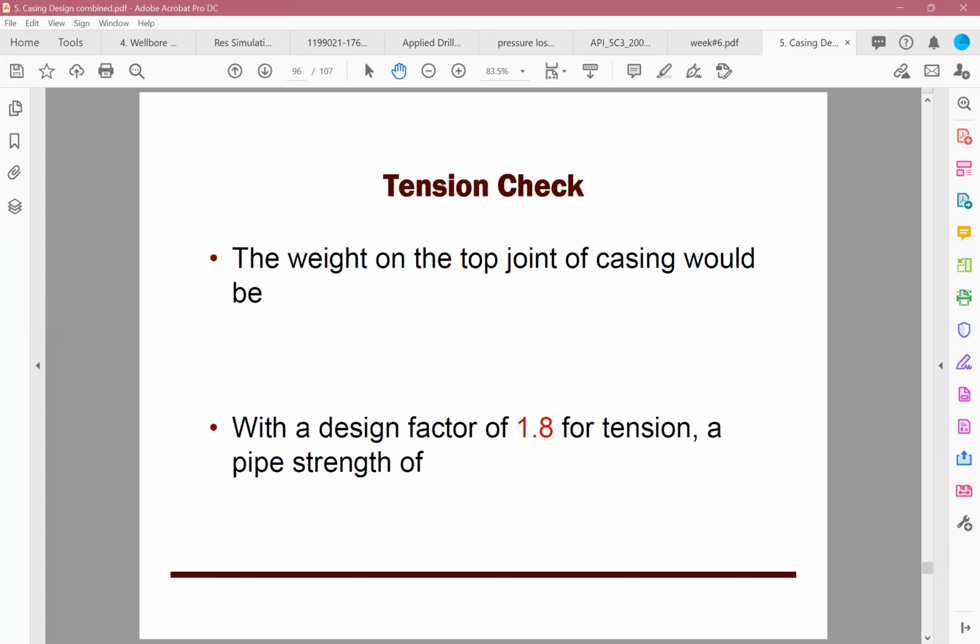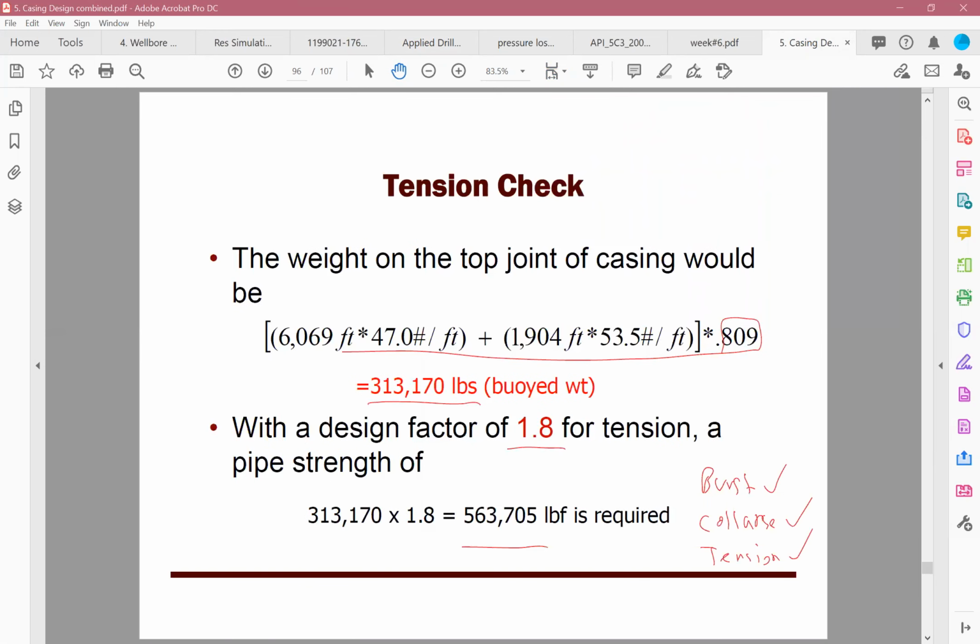Tension, okay. And we are done. That's the casing design. We designed the most economical one. Of course, you could use 53 from the surface all the way to the bottom, right? And you didn't fail any of these three, but that was more expensive. That's not the best design.